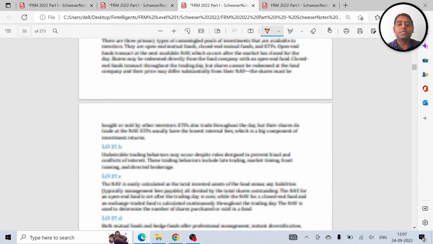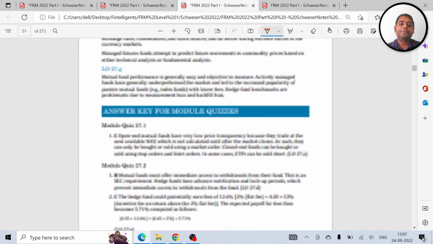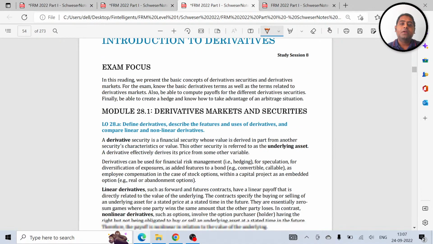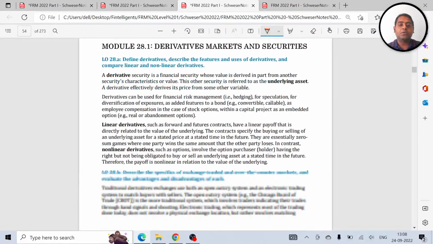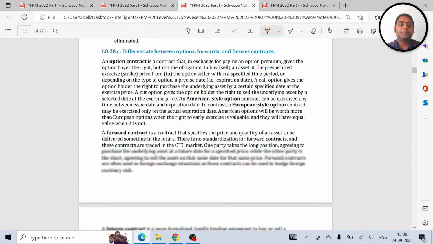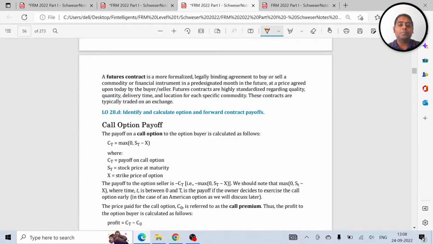I'm going to move towards the next section, which is introduction to derivatives. This section is on its own not very important, but this is a base. If you don't know this, you won't be able to do the entire futures and options part. So over here, linear and non-linear derivatives. These are the basics of futures and options.